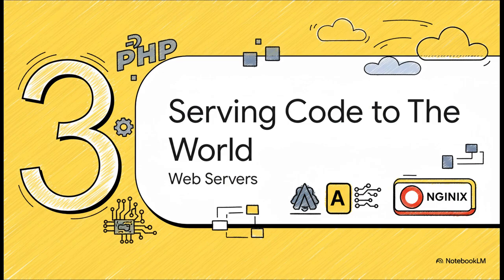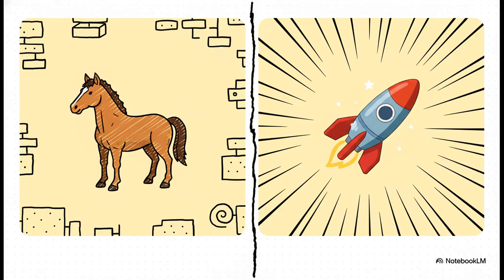It's the piece of software that's always listening for requests from the internet. When a request comes in for a PHP file, the web server grabs it, hands it off to the PHP runtime to do its magic, and then sends the final result back to the user. When it comes to the PHP world, there are really two heavyweights in the ring: Apache and Nginx. And while they both do the same basic job, they're built completely differently.